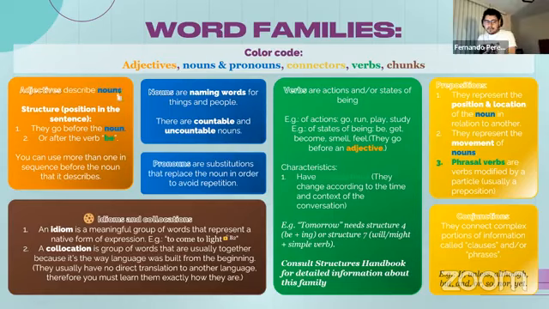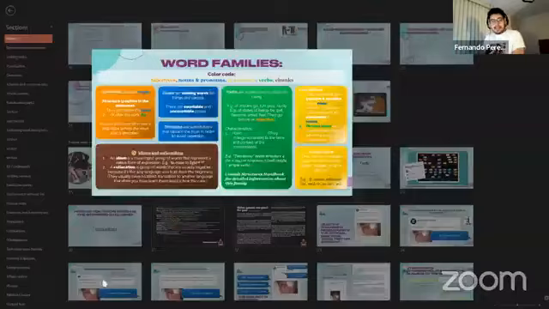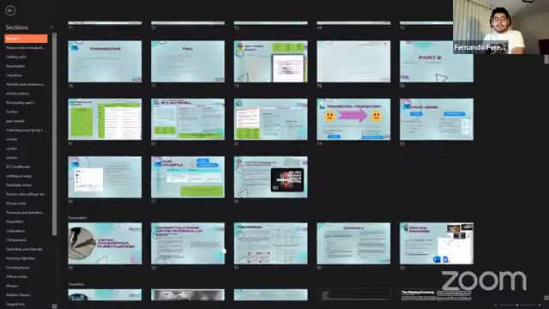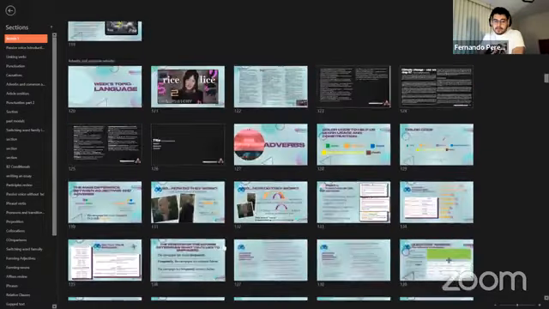Adjectives describe nouns. We have it in color. Nouns are blue. Pronouns are blue. Verbs are green. Prepositions and conjunctions are yellow. And groups of words, idioms and collocations are brown. Later on, we saw adverbs, which is the purple.